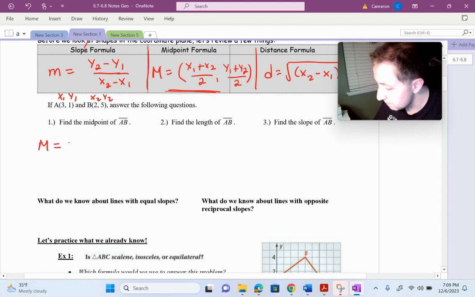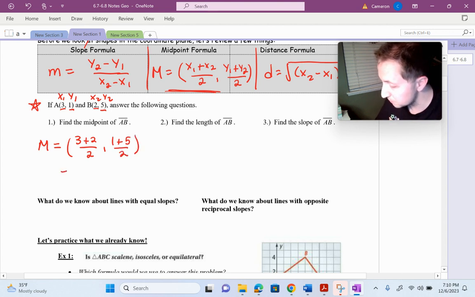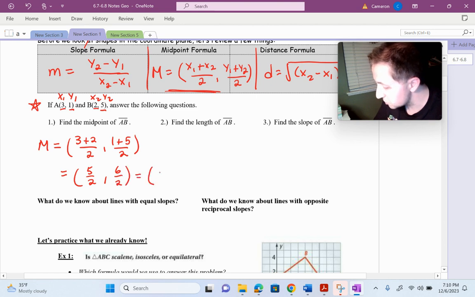Midpoint, I'll call it M, is going to be x1 plus x2 divided by 2. So substituting in my numbers from here, I would get 3 plus 2, cut that in half, and y1 plus y2, 1 plus 5, cut that in half, and then simplify my answers. This would be 5 halves, which doesn't simplify, and 1 plus 5 would be 6 halves, so I can reduce this to 3. So 5 halves, 3. You could also call this one 2.5 if you want.